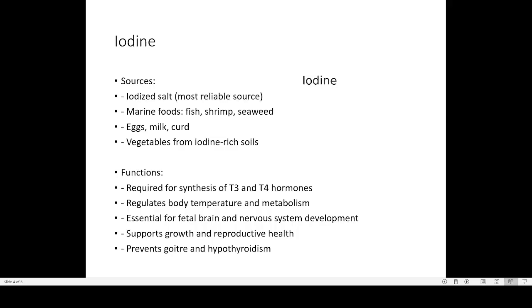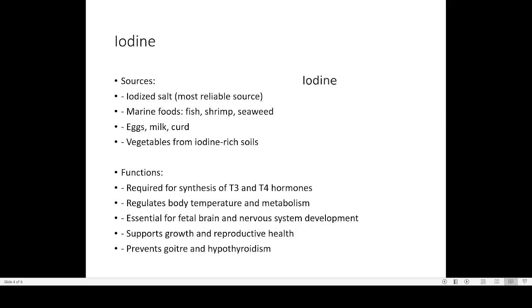Then iodine is essential for fetal brain and nervous development. During the time of childbirth, the proper development of the brain of the child will happen only if there is a sufficient amount of iodine. Then for growth and reproductive health. For example, if there is a deficiency of thyroxine in women, that will affect their reproductive periods. So there will not be any periods if there is a deficiency of thyroxine. So that is also an important problem.